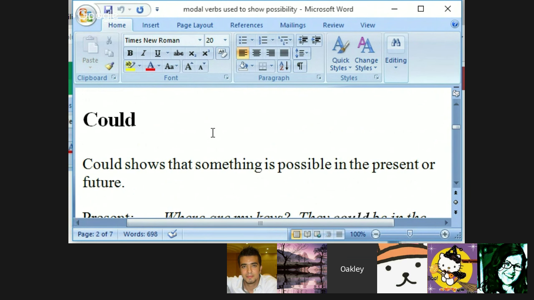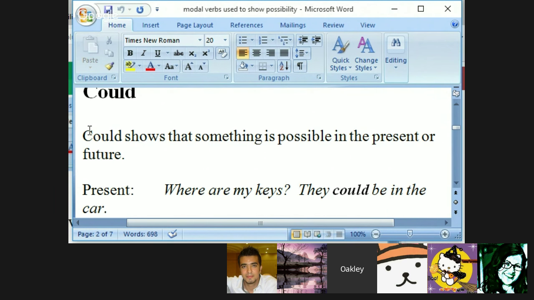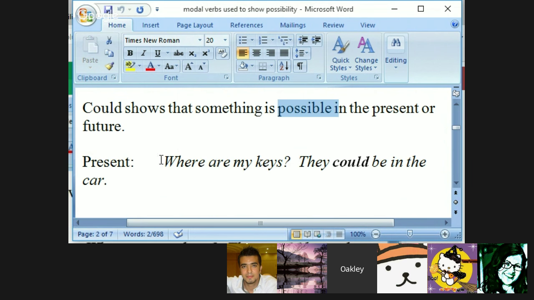Thank you. Okay, might or may, basically 50-50 probability. Let's think about could. Could is a little bit different. Could shows that something is possible in the present or the future. For example, where are my keys? They could be in the car.